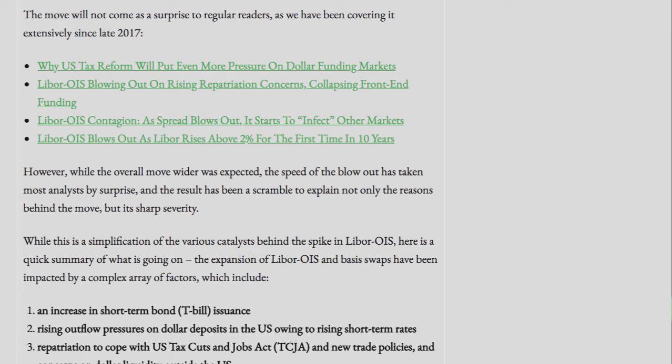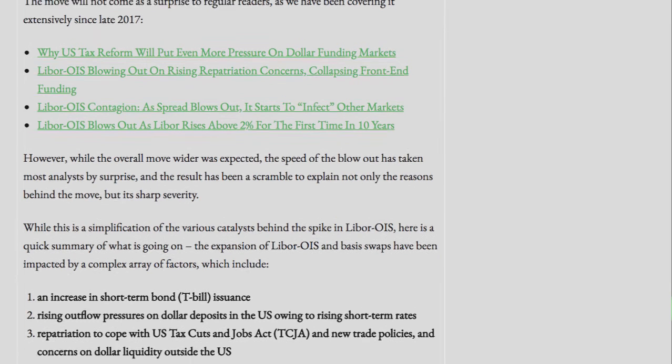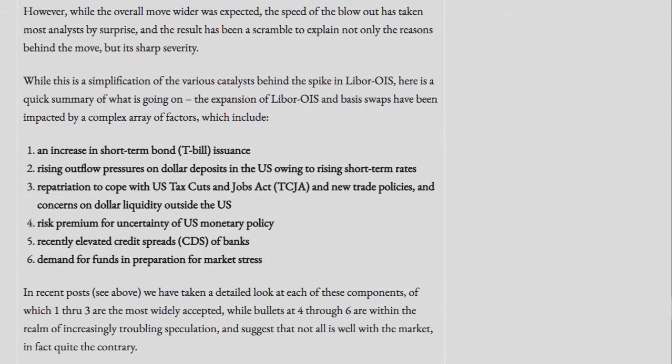LIBOR OIS blowing out on rising repatriation concerns, collapsing front-end funding. LIBOR OIS contagion, as spread blows out, it starts to infect other markets. LIBOR OIS blows out as LIBOR rises above 2% for the first time in 10 years. However, while the overall move wider was expected, the speed of the blowout has taken most analysts by surprise, and the result has been a scramble to explain not only the reasons behind the move, but its sharp severity.